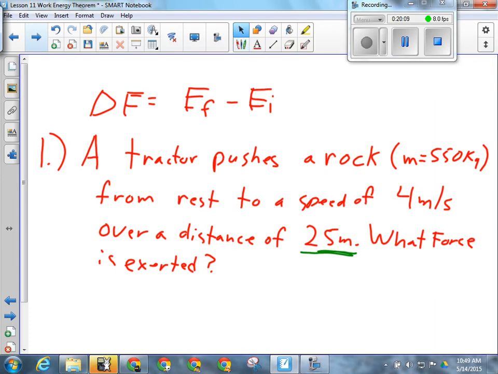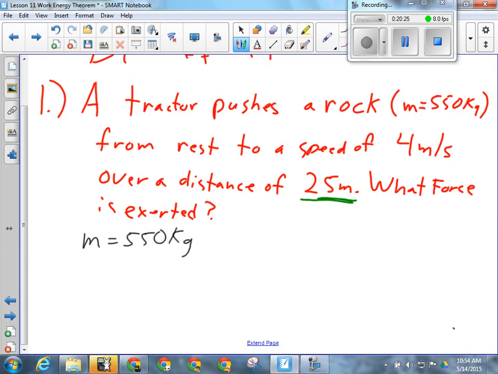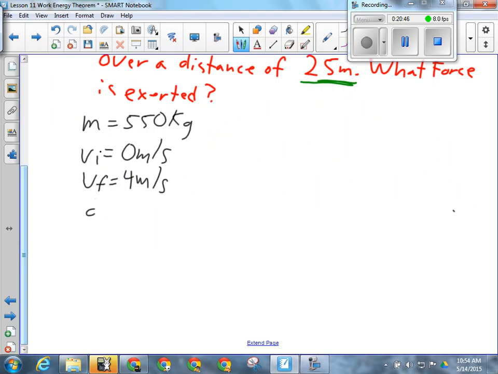All right, I want you guys to copy this one down and try it. It's very much like the one we just did. Okay, so as we read through this question, it says, a tractor pushes a rock with a mass of 550 kilograms. So first thing I'm going to do is write down my mass that I was given there. Okay, from rest to a speed of 4 meters per second. Okay, so I was given mass, initial, and final velocities. Okay, and then they say that happens over a distance of 25 meters.